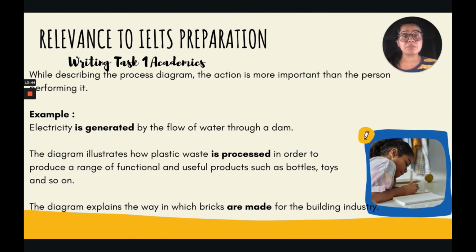Electricity is generated by the flow of water through a dam. The diagram illustrates how plastic waste is processed in order to produce a range of functional and useful products such as bottles, toys, and so on. Lastly, the diagram explains the way in which bricks are made for the building industry. In all the examples, we are more focused towards the action rather than the person or the agent performing it.